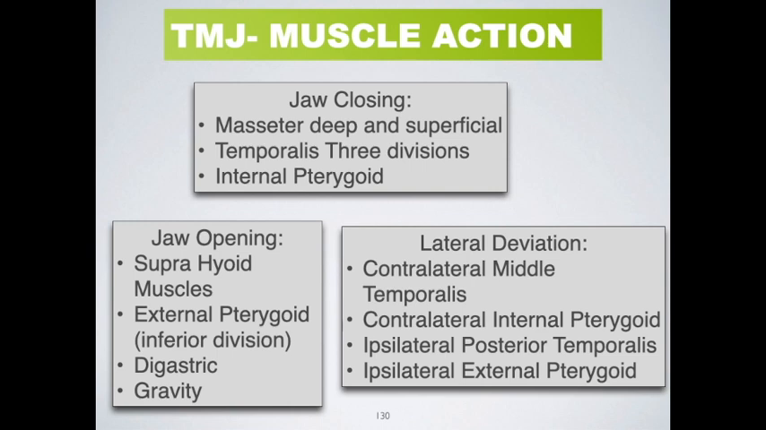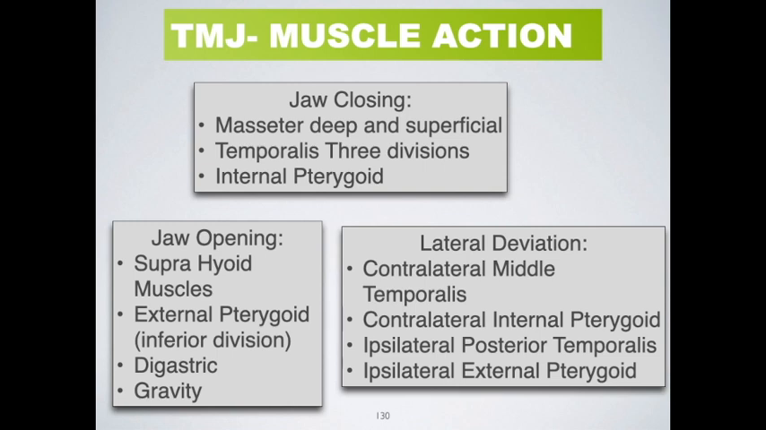With jaw opening, the suprahyoid muscles, which we went over earlier in this session, the external pterygoid, especially the inferior division, the digastric, which is one of the suprahyoid muscles, the muscles that go from the jaw to the hyoid, and then of course, actually all of the hyoid muscles can play a role, and even the platysma can play a role in opening the jaw. And then of course gravity. Gravity plays a big role in opening the jaw.